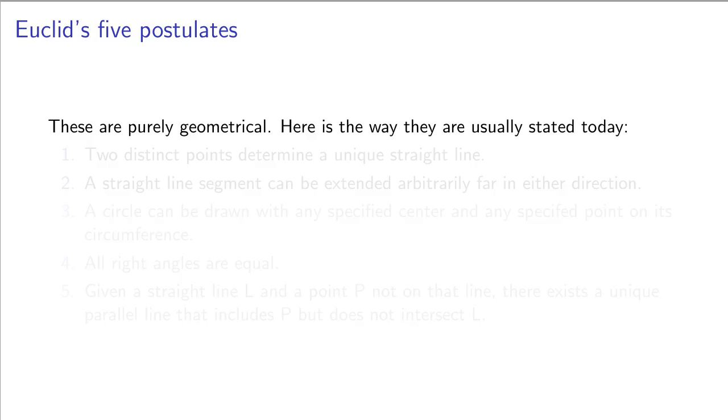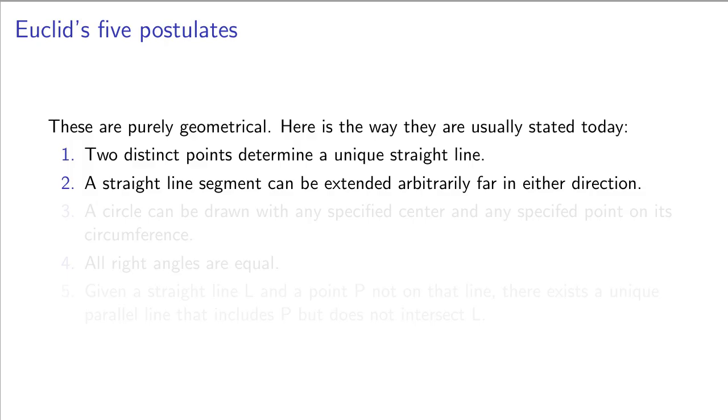So, here are these postulates, and I'm going to state them the way they're usually presented in geometry courses today. The first one says 2 distinct points determine a unique straight line, and the way you draw that straight line is you put your straight edge down so the 2 points are along the straight edge, and then run your pencil along the straight edge and create a line. How long is a line? It's as long as you like. If you have only part of a line, only a straight line segment, Euclid says you can extend it as far as you like in either direction.